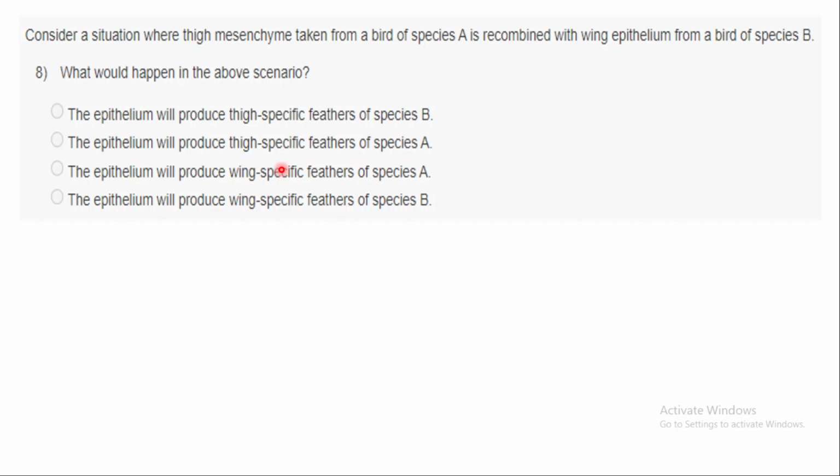Option A, the epithelium will produce thigh specific feathers of species B. Option B, epithelium will produce thigh specific feathers of species A. Option C, the epithelium will produce wing specific feathers of species A. Option D, epithelium will produce wing specific feathers of species B. Now all these four statements can be quite confusing, but trust your logic and your science. Try to read the statement again, think about it, and let me know the correct answer in the chat.